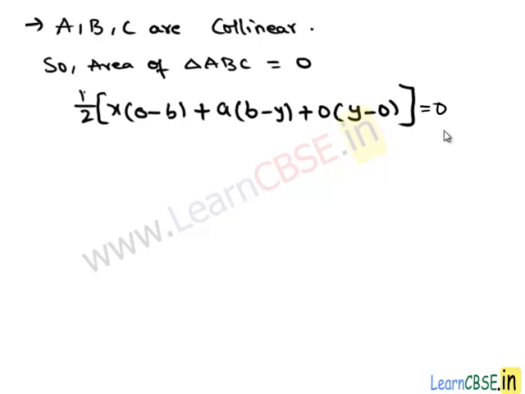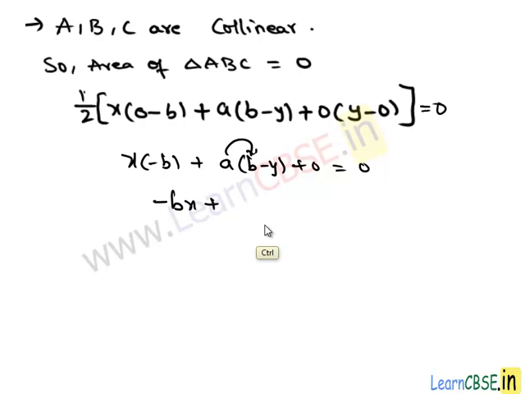So by sending half to the right hand side we get 0. Then we have x times negative b plus a times b minus y, plus 0 times anything, which is 0. x times negative b is negative bx. Similarly, we distribute a inside the bracket. We have a times b, and here we have a negative sign, so negative a times y.